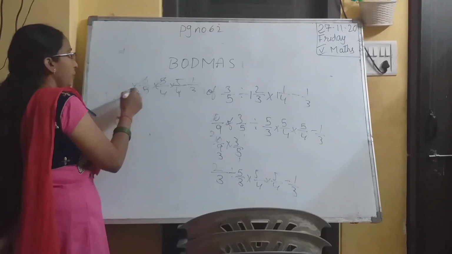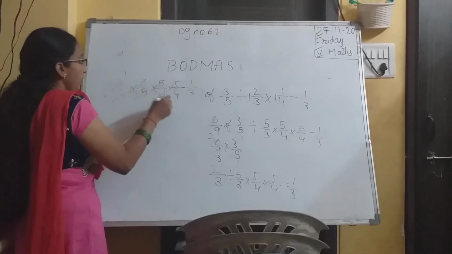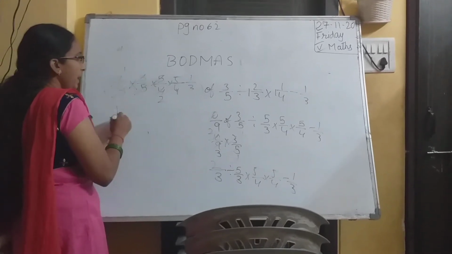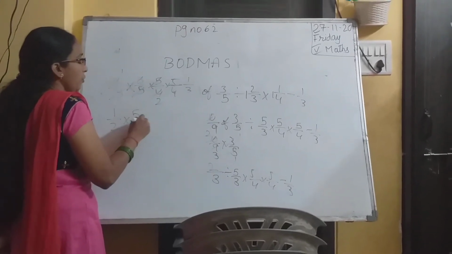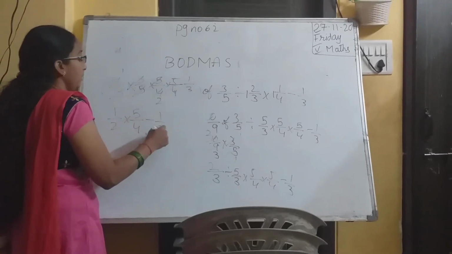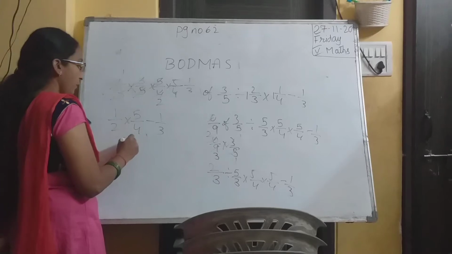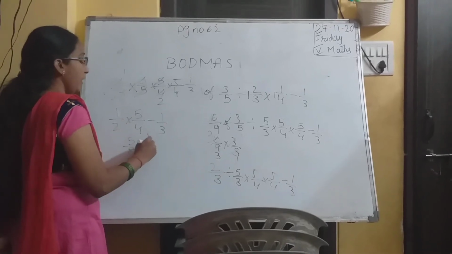Now you see. 2 1s are 2, 2 2s are. So what is remaining children? Here all ones, no need to write. 1 by 2 into 5 by 4 minus 1 by 3. Now you are going to multiply these two. 5 ones are 5. 4 twos are 8 minus 1 by 3.